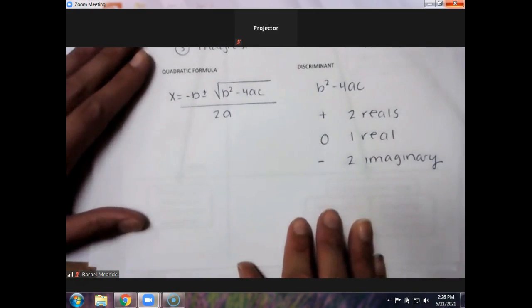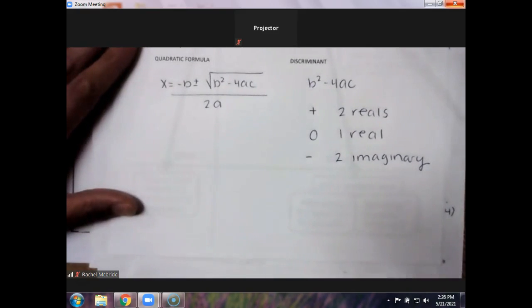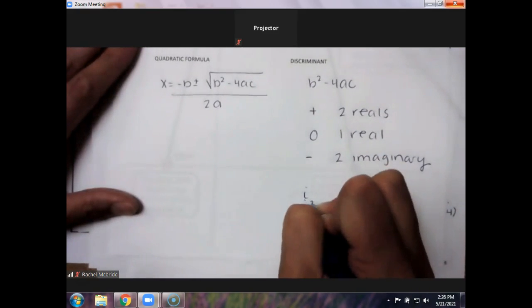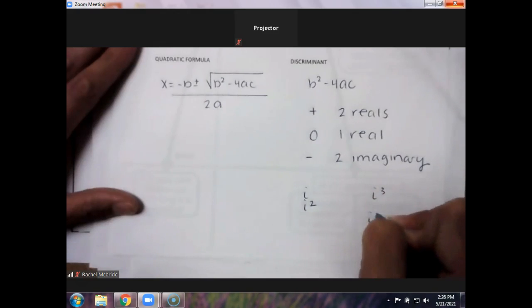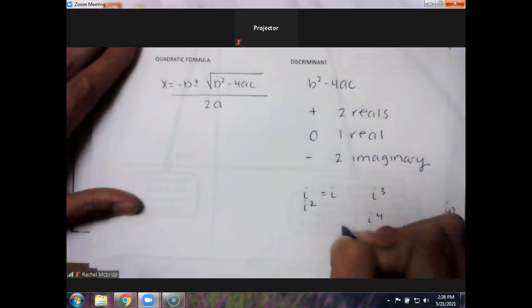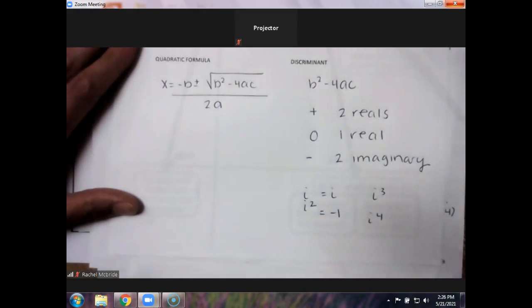And with respect to imaginary numbers, you need to know your powers and cycles of i. So i squared is negative 1, i cubed is negative i, and i to the 4th is 1.